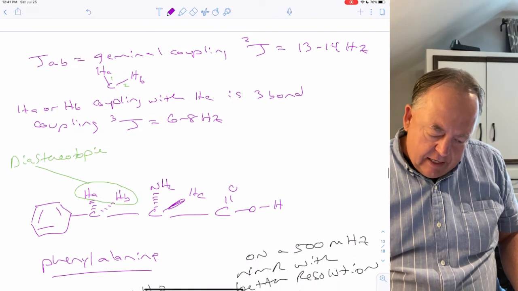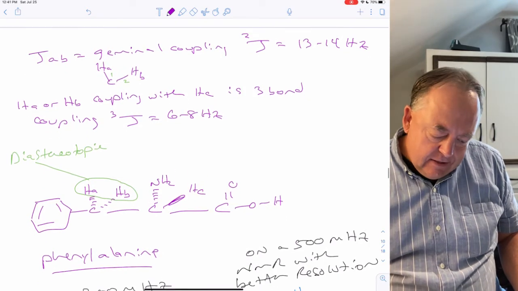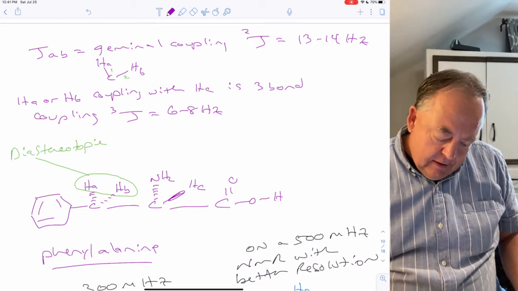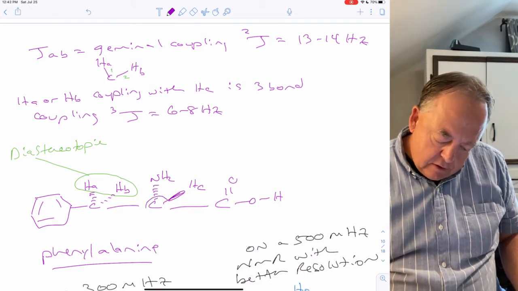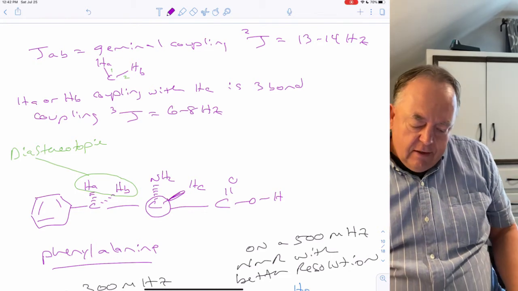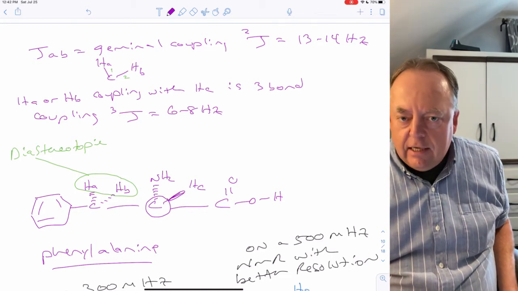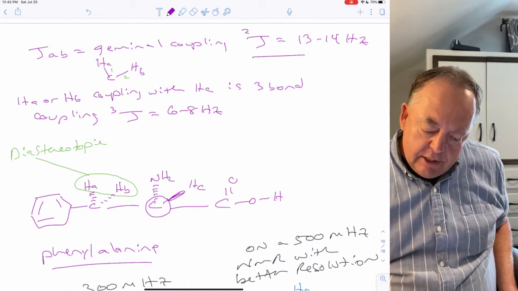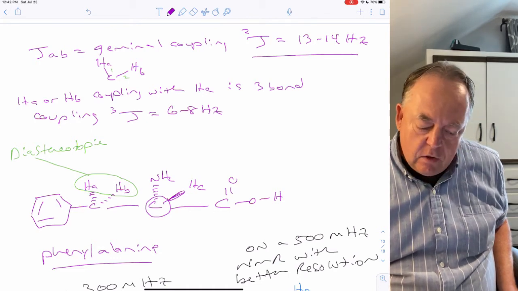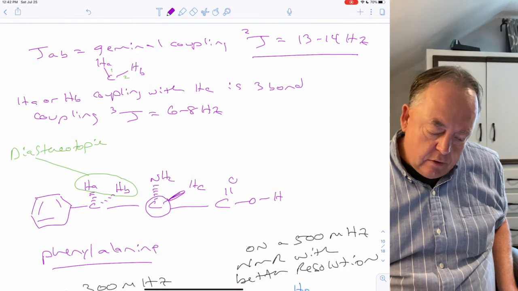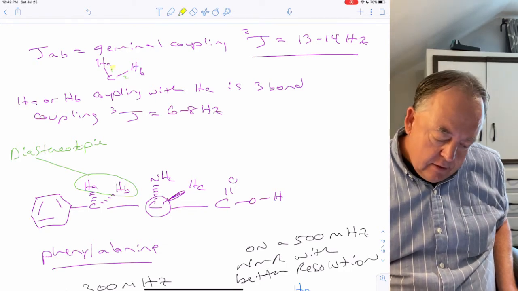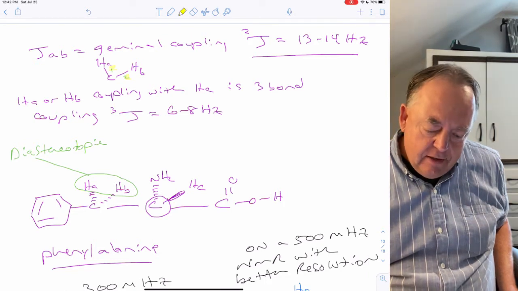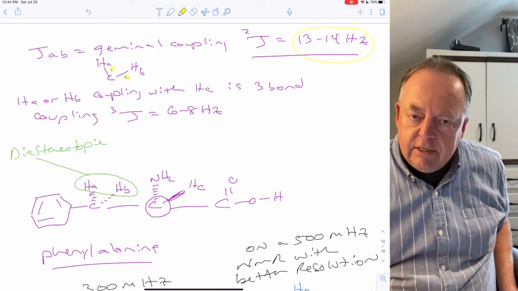Okay, so let's take an example, throw in some coupling constants. If we take this molecule, this is phenylalanine, an amino acid, so HA and HB. Since we have a chiral center there, HA and HB are going to be diastereotopic, right? So A and B can split each other, hydrogens on the same carbon that are not equivalent to each other. So it's this 2-bond coupling, right? 1 bond, 2 bonds. They're on the same carbon. They're 2 bonds away from each other, and that 2-bond coupling is about 13 to 14 hertz.